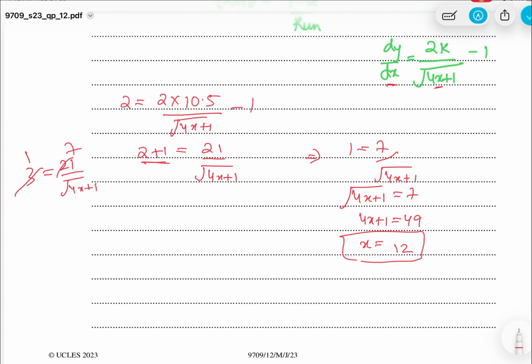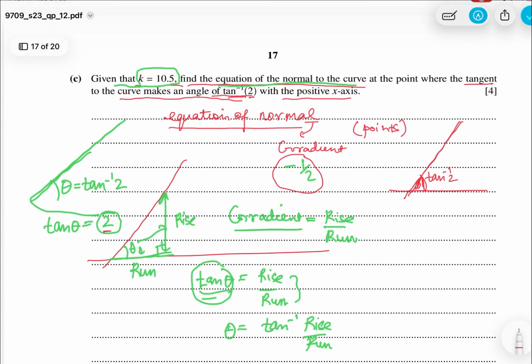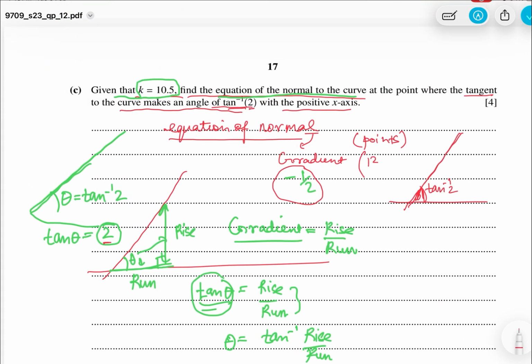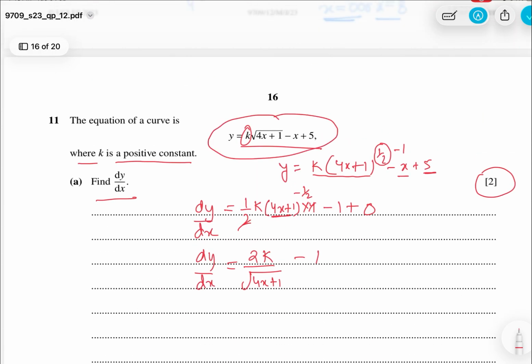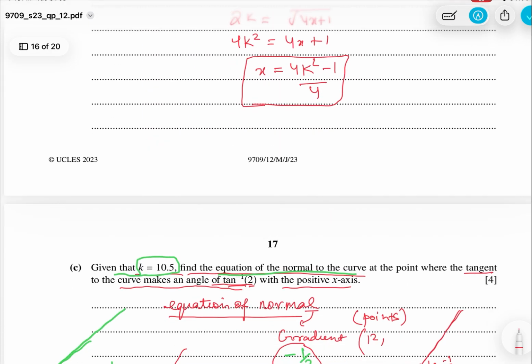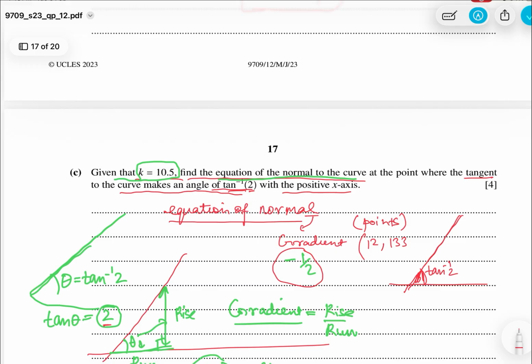Now for x equals 12, we have to find the y coordinate. So we know the point x is 12. Let's find y. To find y, we have to move to the equation, and the equation was this. So y equals 10.5 square root of 4 times 12 plus 1, minus 12 plus 5. See, I have substituted 12 instead of x. By solving it, we will have y equals 133 by 2. Got this one? 133 by 2.